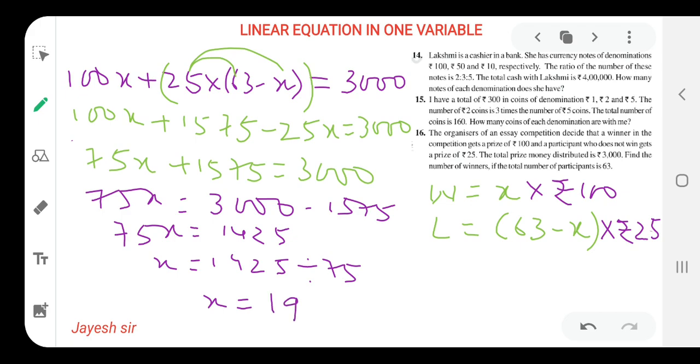That means the winners were x persons. So how many persons won the competition? 19 persons have won the competition. As we wanted to find the value of x only, and we have found it, that means a total of 19 persons were the winners of the competition. They have got 100 rupees. And the remaining persons, how many were they? 44 were the remaining persons. They have got 25 rupees. I hope you all are getting it.